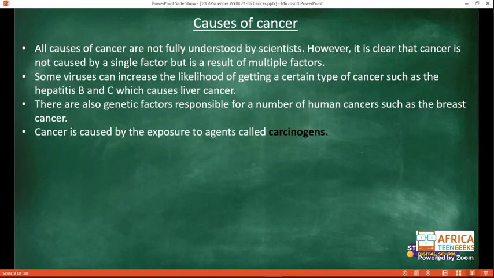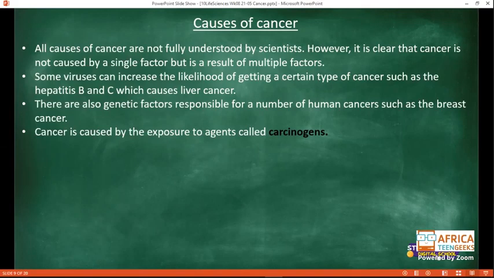And another factor is the exposure to agents. So cancer is also caused by the exposure to agents, and these are called carcinogens. So carcinogens are cancer-causing agents. So there's an important term to take note of. You might be asked to give a definition or match on the table of match column A and B. We might give you that definition and this term, so you have to match the two. So know that carcinogens are cancer-causing agents.